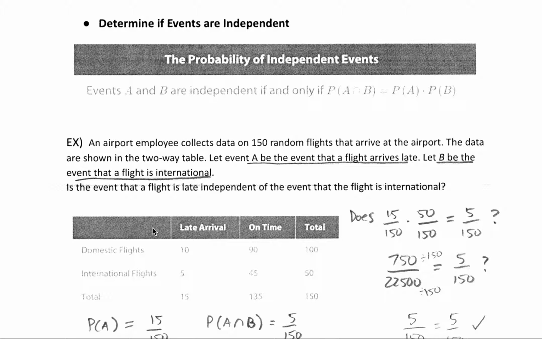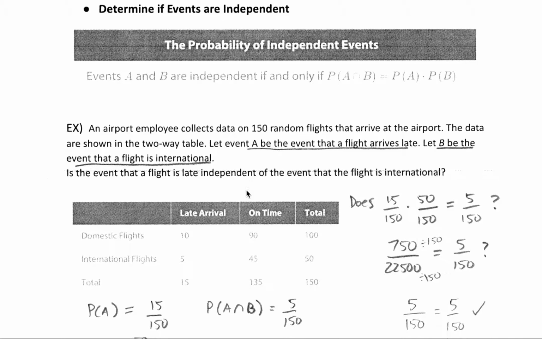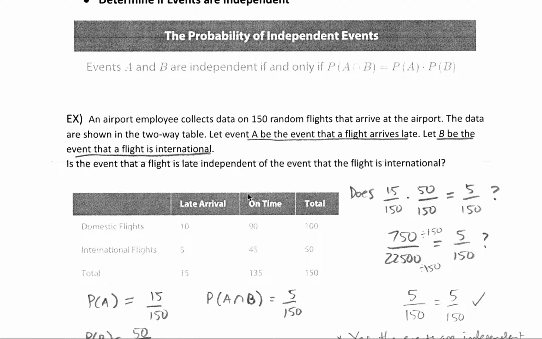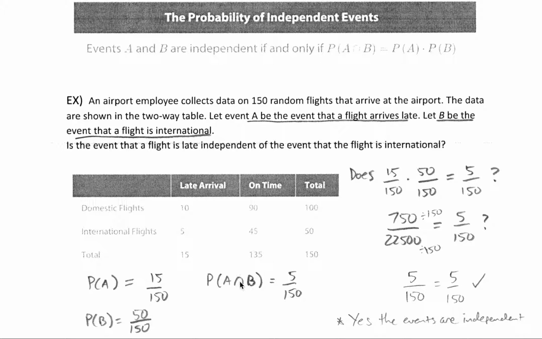So that's going to be our first couple of examples here. Here in this data table, we got some domestic flights and international flights that are arriving late or on time. Maybe at first glance, it's kind of hard to tell whether or not these events would be independent of one another. So we're going to say that event A is the event that a flight arrives late, and event B is when a flight is international. So let's find the probability of those two events, and then we'll find the intersection, and we'll see if the product of those two probabilities is equal to the intersection.